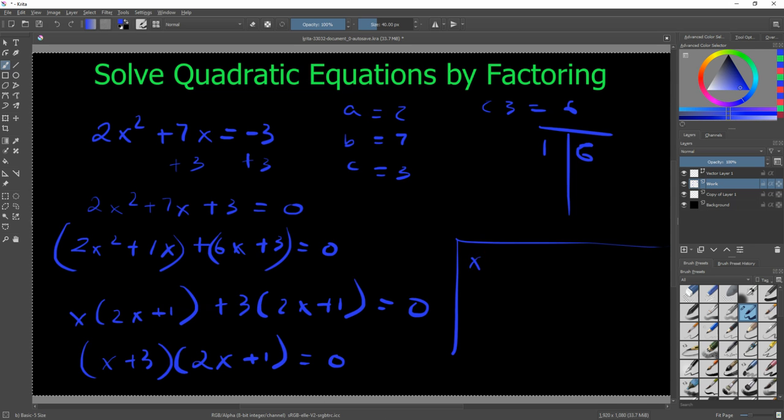Then you set them equal to 0. x plus 3 is equal to 0. Or 2x plus 1 equals 0. So this one, x is equal to negative 3. Or subtract 1, 2x is equal to negative 1. x is equal to negative 1/2.